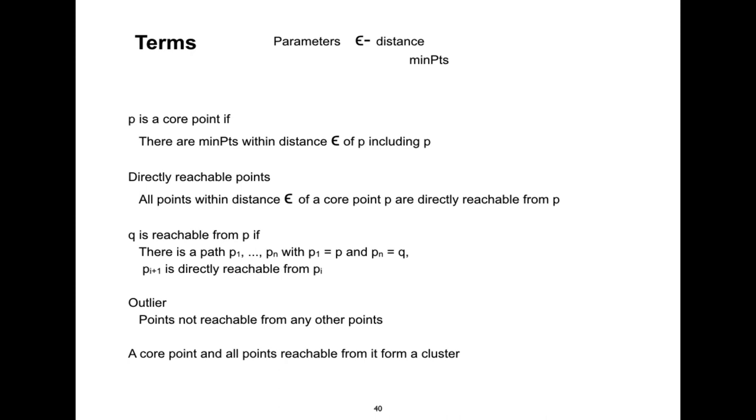And an outlier is any point that's not reachable from any other point. And you form a cluster by looking at a core point and then looking at all the points reachable from that, right?